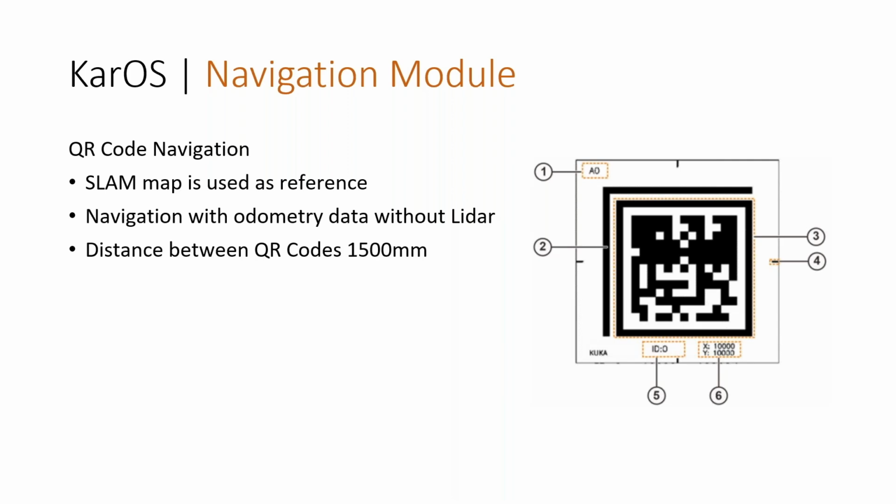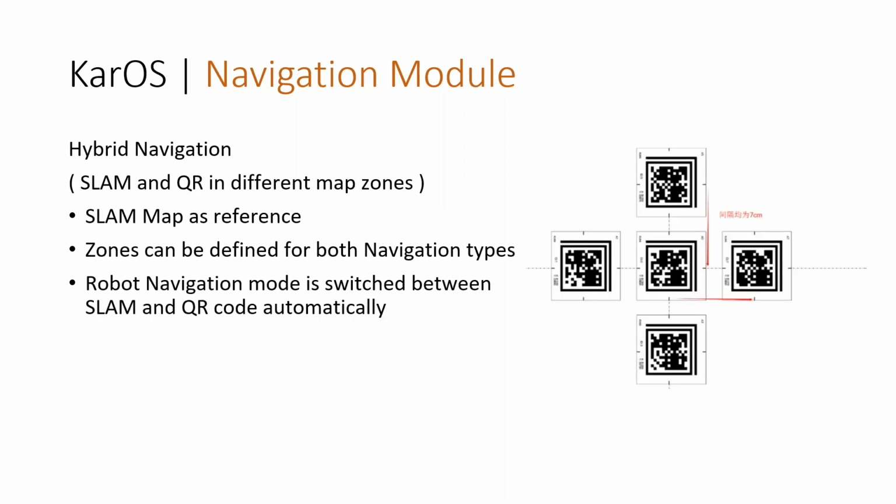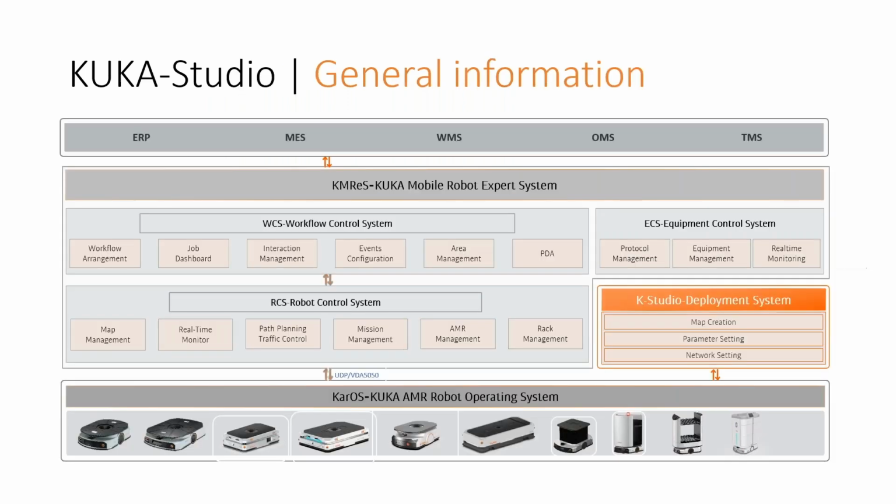We can also use the QR codes for better accuracy when you're moving to a position, for instance, when you're moving to pick up a rack. The hybrid navigation is a combination of using SLAM and QR codes. So the robot will continue to use the SLAM map as a reference, and then you can start to define zones where in this zone we're going to do SLAM, in this zone we're going to do QR. The switching is done automatically by the system as it's traveling through the zones.